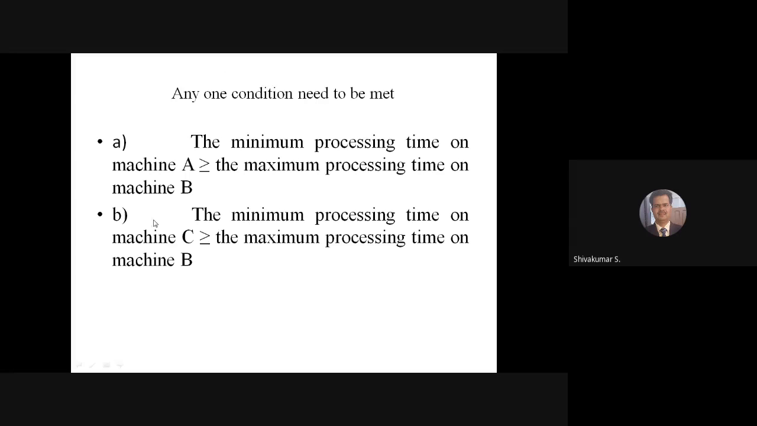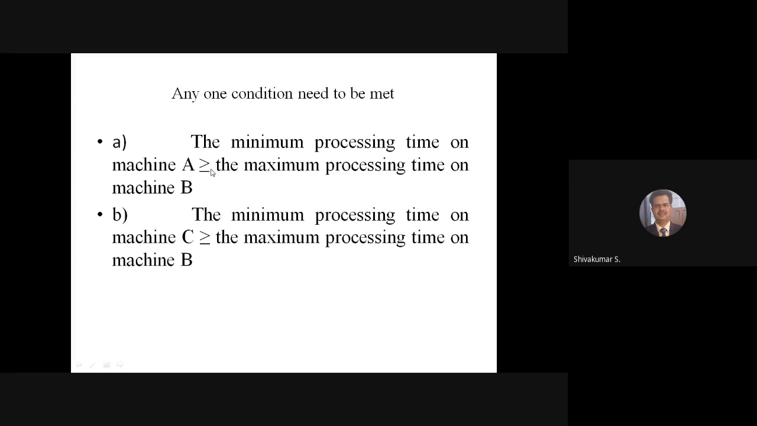Then you can combine A and B and make one machine called the G machine. Second, the minimum processing time on machine C should be greater than or equal to the maximum processing time on machine B. Any one condition should be met. If any one condition is met, then you can combine A and B to become the G machine, and C and B you can make the H machine.